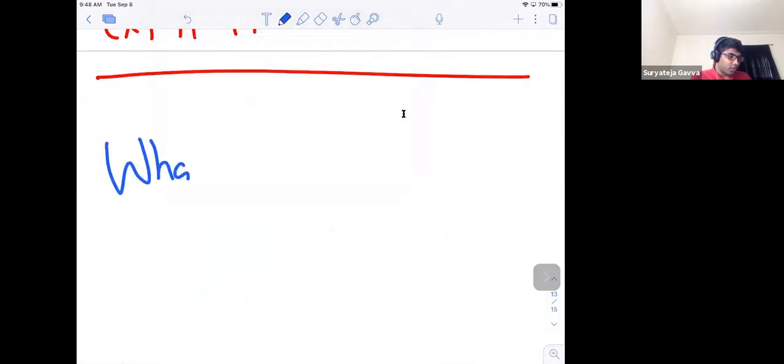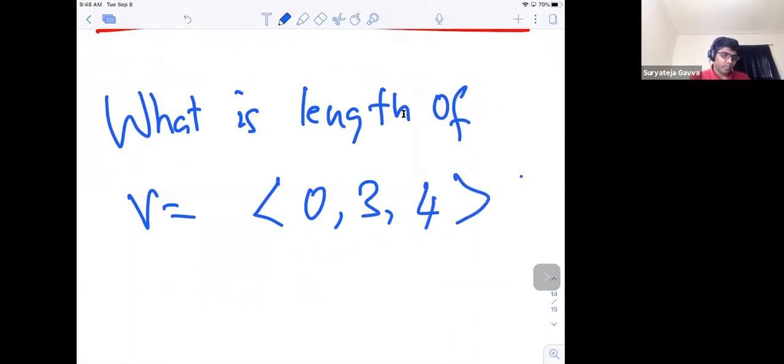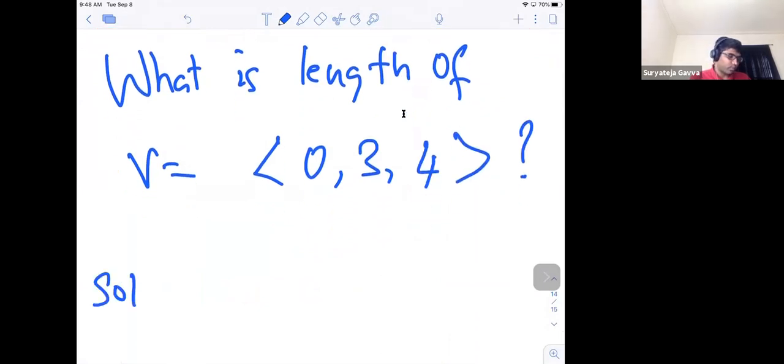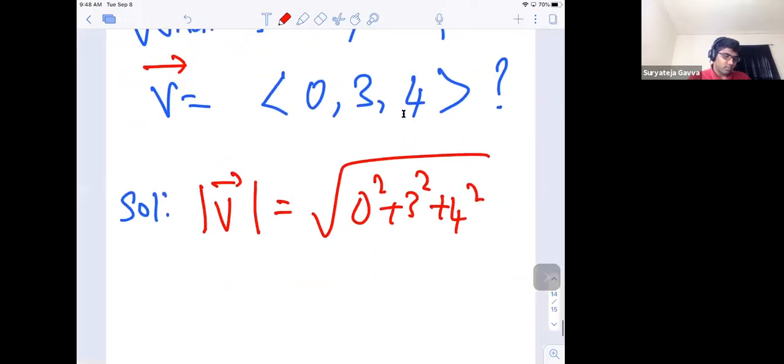So what is the length of the vector v equals (0, 3, 4)? Can you tell me the length of this vector 0, 3, 4? So I can write v hat. Okay, so this is just the square root of 0 squared plus 3 squared plus 4 squared. This is the square root of 25, which is 5.